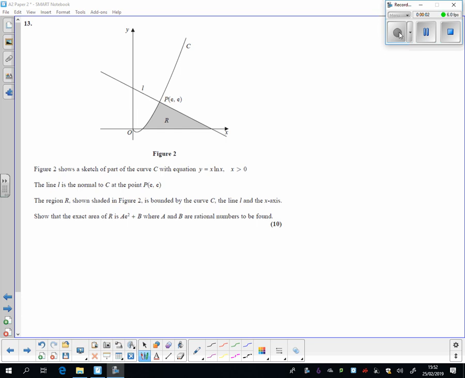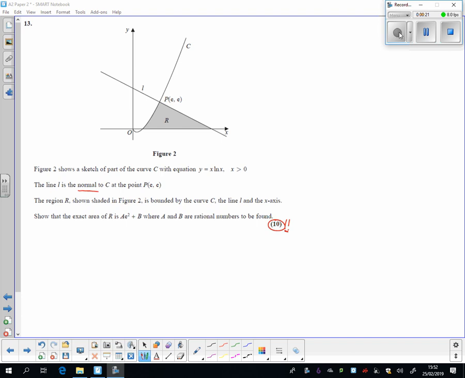First thing you notice about question 13 is that it's 10 marks. You can't get 0 on this. This is worth sort of a grade, well, more than a grade, almost 2 grades. And there's lots and lots to do. So having a look at this, I see that I'm talking about a normal.